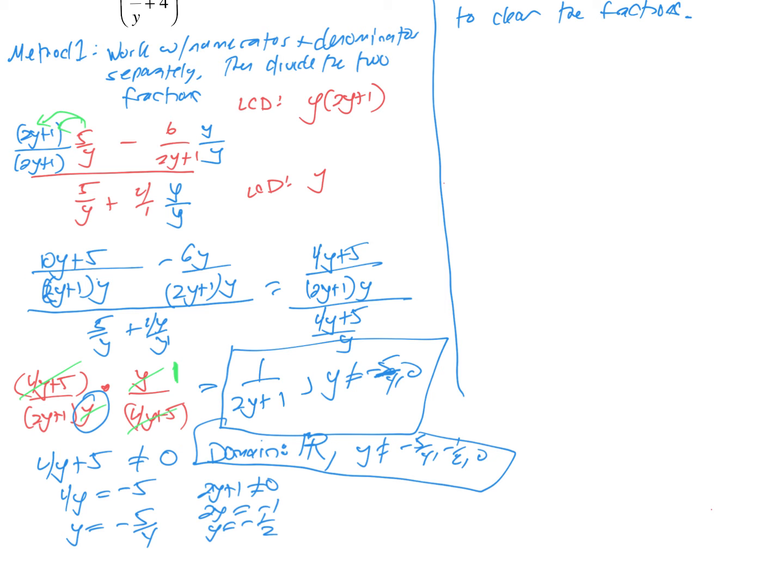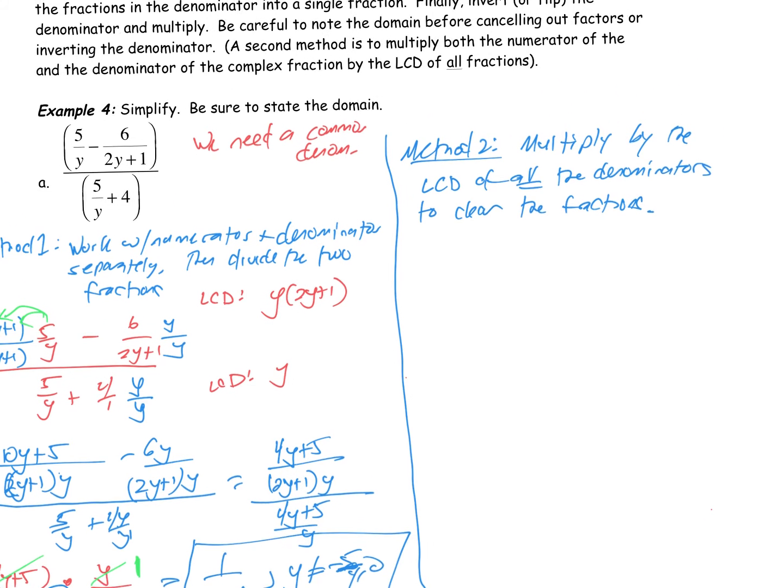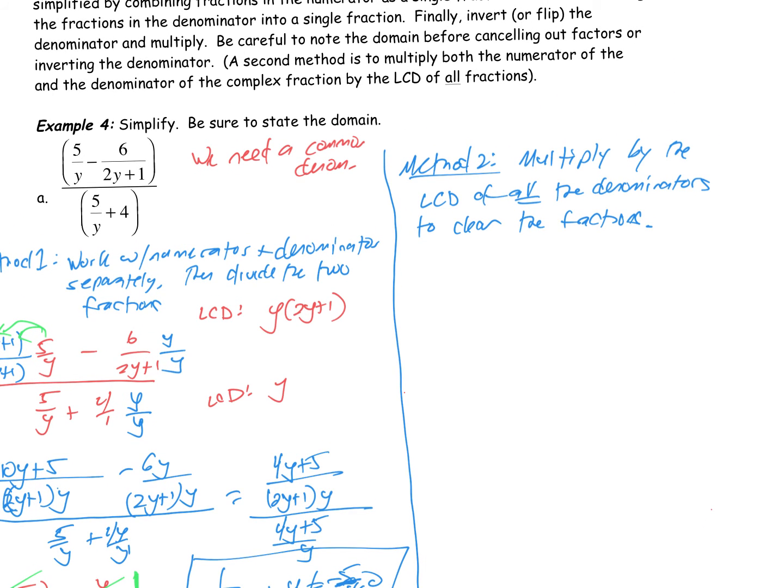In the second method, we are just going to multiply the entire complex fraction by the least common denominator of all of the denominators. Okay, in the second method, we're going to multiply by the least common denominator of all the denominators to clear the fractions. So let's set that up.